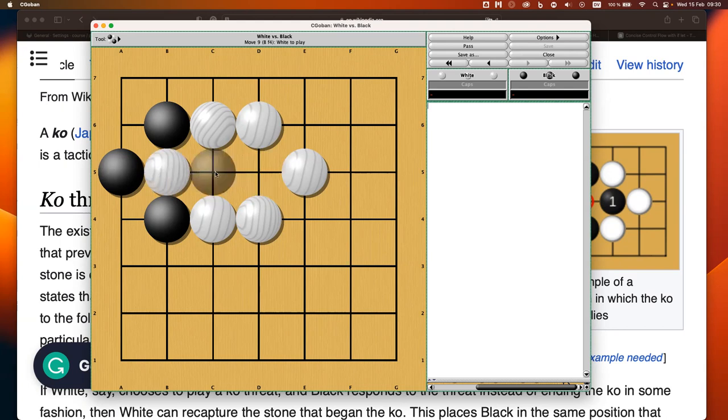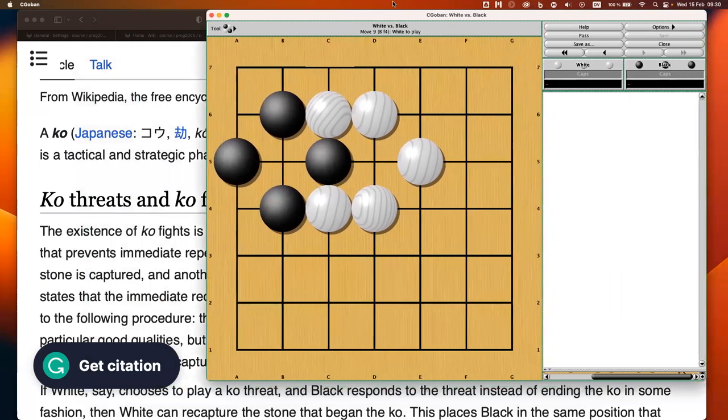Can black play here? Yes, because it is not a symmetric situation from the move before, because the move before had two black stones here, not one, right? So can black play here? Yes, black can play here and recapture that white stone, right? Because the situation is not symmetric. So that's what the legal and illegal moves are. And you have to follow the legal and illegal move rules to represent the board and represent the moves, right?